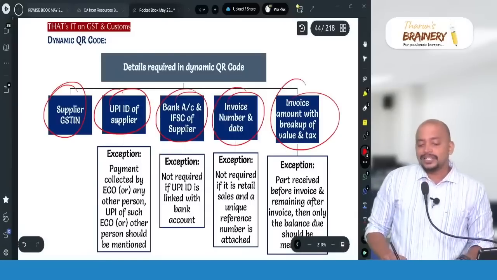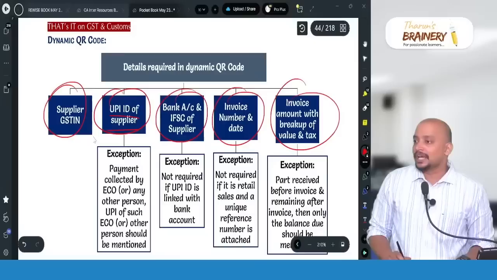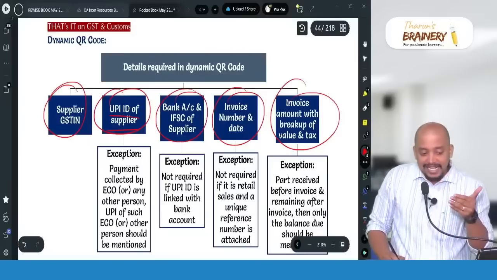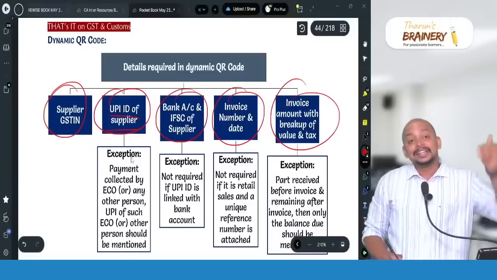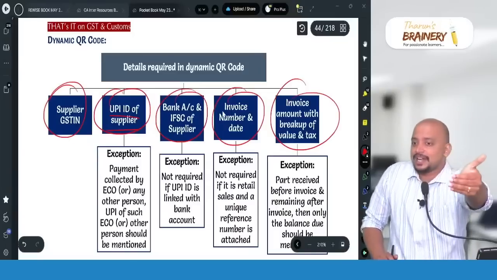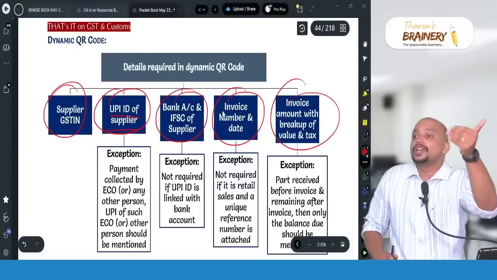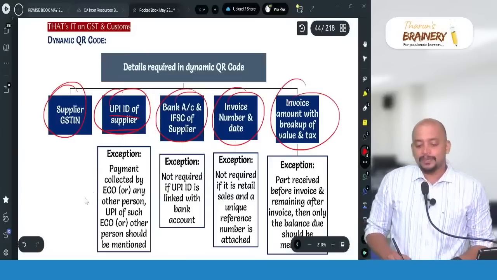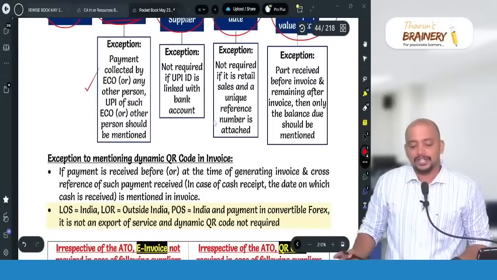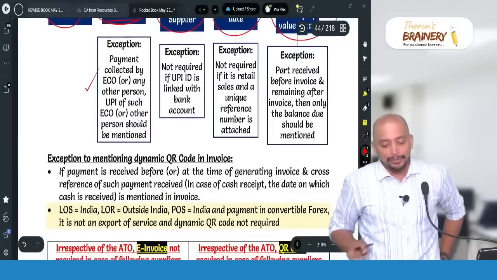And what are the exceptions for the UPI ID of the supplier? Whenever the payment is not directly collected by the supplier but collected by an e-commerce operator, then that e-commerce operator's UPI ID should be there, or if collected by a courier agency, that courier agency's UPI ID should be mentioned. So if payment is collected by an ECO or any other person, the UPI ID of such ECO or other person should be mentioned.